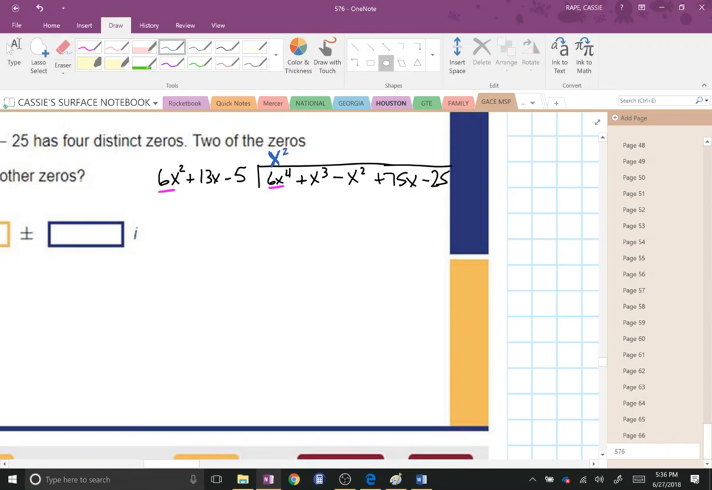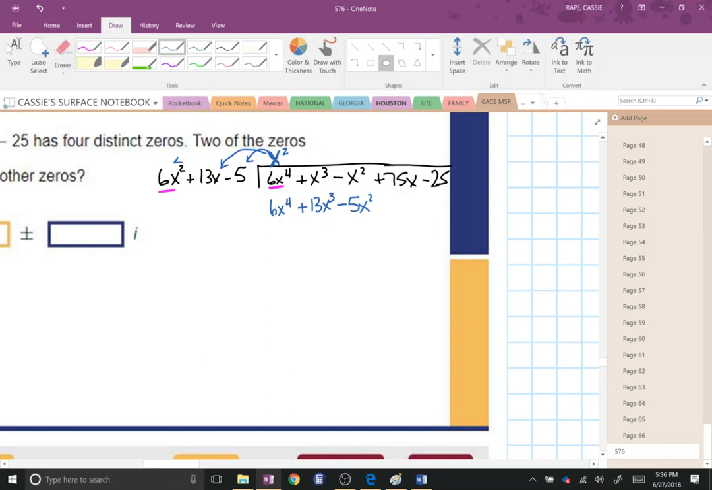And that is because x squared times 6x squared gives you 6x to the fourth. Then you have to multiply the others. X squared times 13x gives you plus 13x to the third. And x squared times minus 5 gives you minus 5x squared.